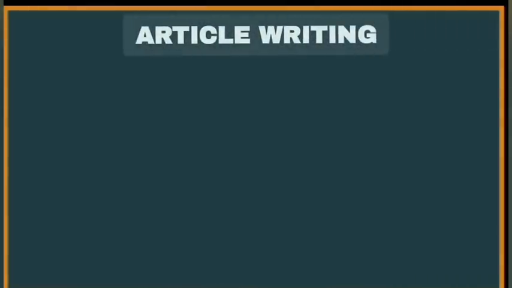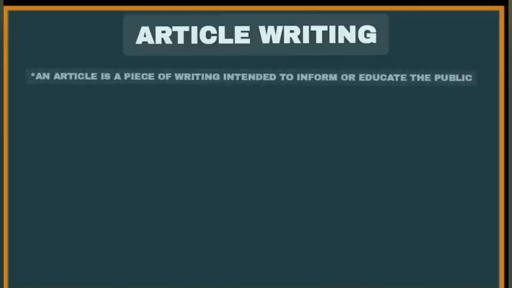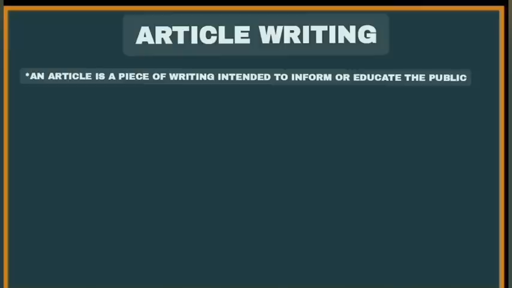Right, so this is English paper 1 or the composition part. Specifically, I'm going to revise with you the article writing. By definition, an article is a piece of writing intended to inform or educate the public or whoever reads it.